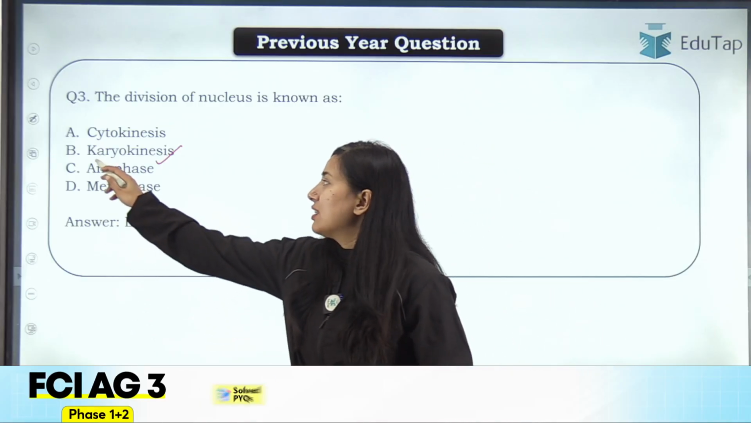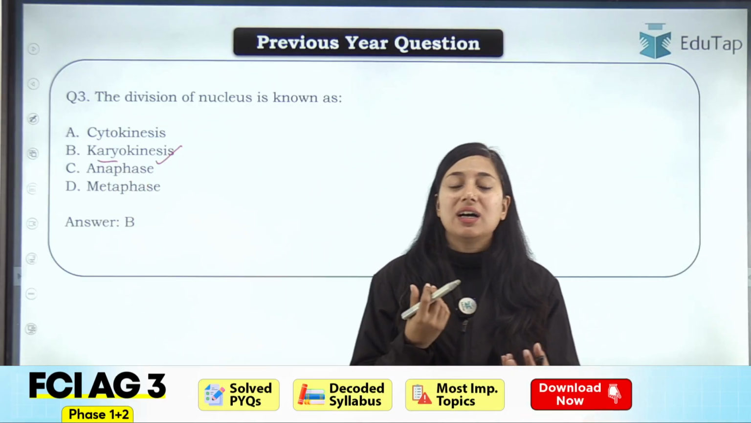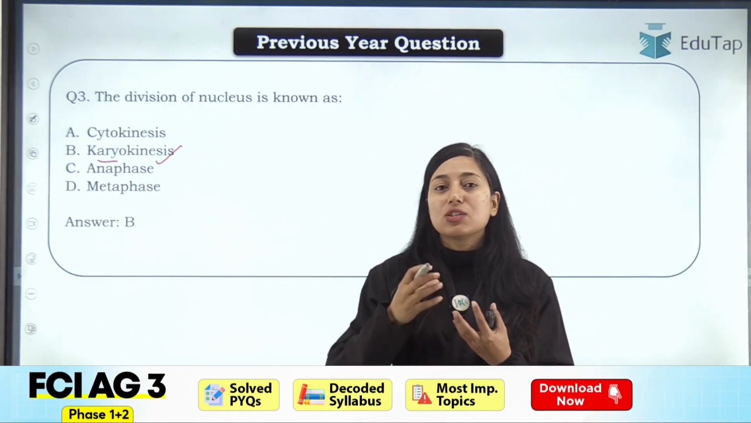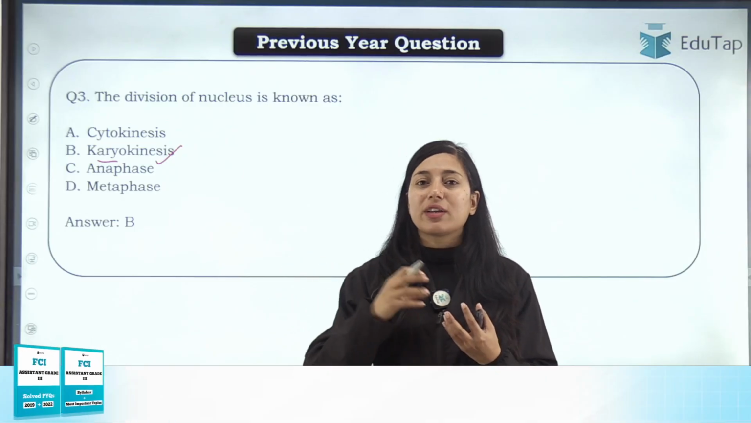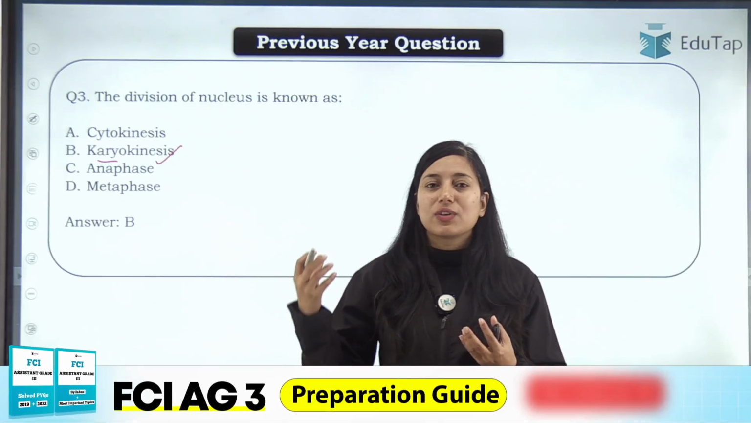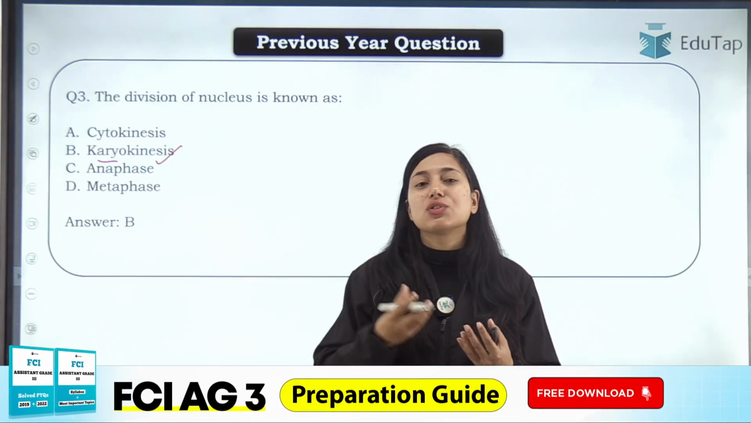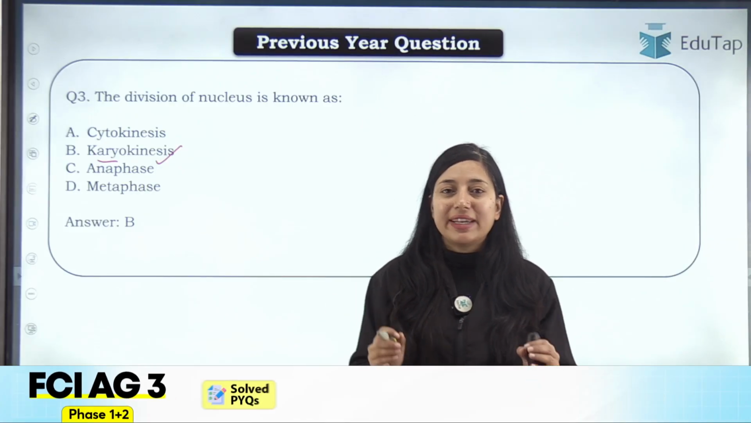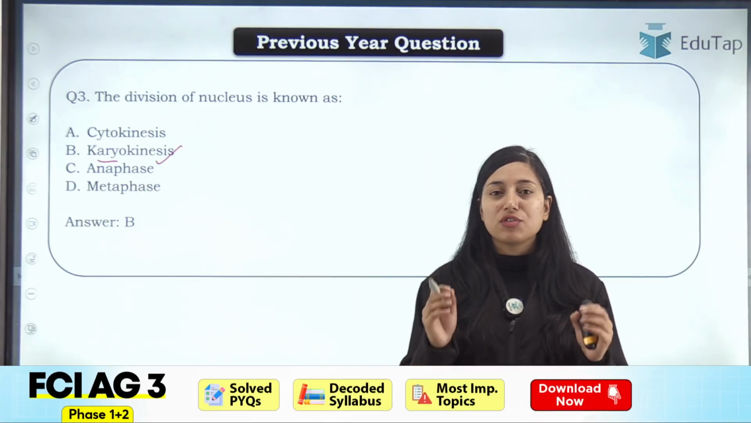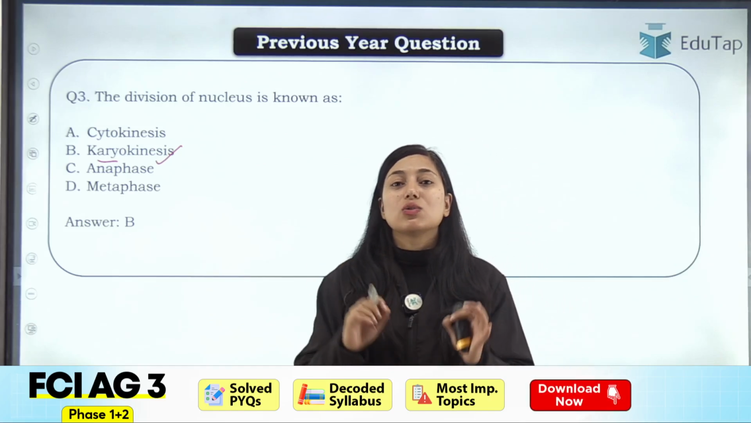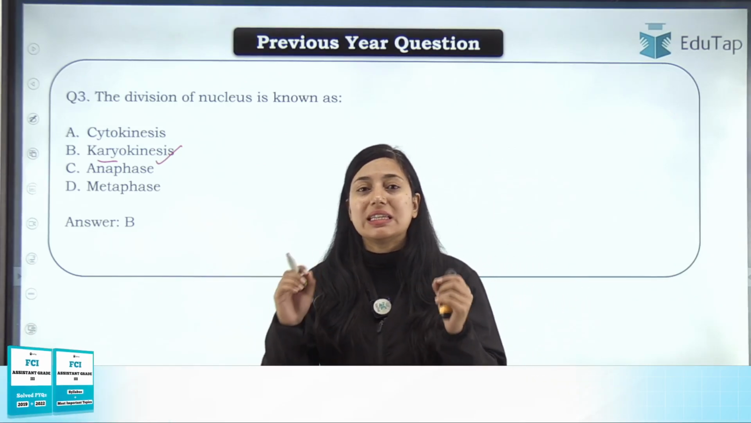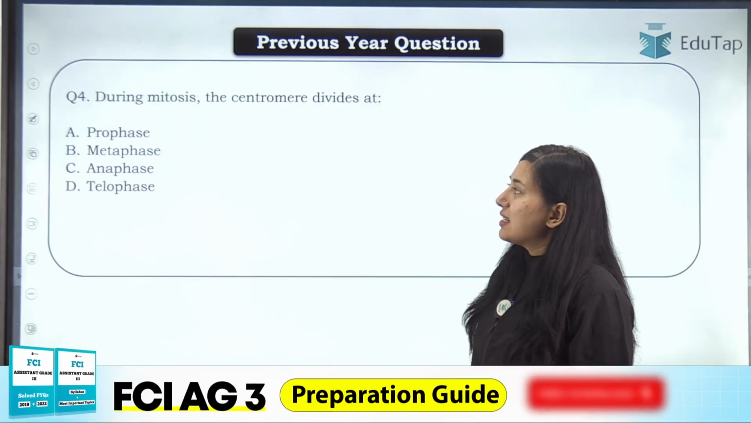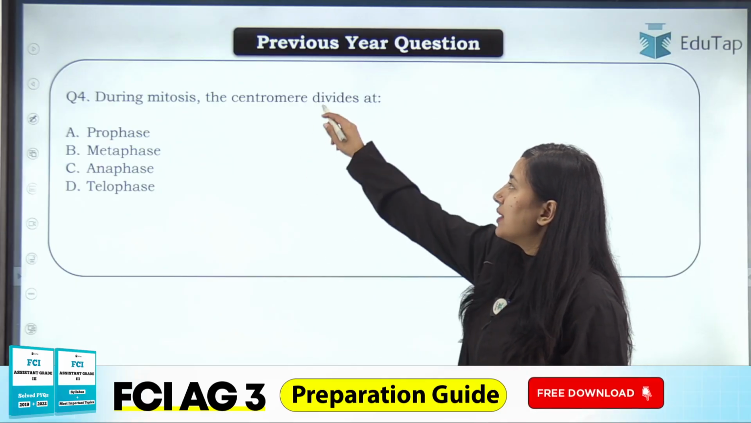So students, wherever this karyo term has been written, understand this, associate it with the nucleus. So it is talking about something about the nucleus. So karyokinesis is basically division of the nucleus that happens during cell division. And it's very important you learn all these processes of mitosis and meiosis, all those stages and what happens in these stages.